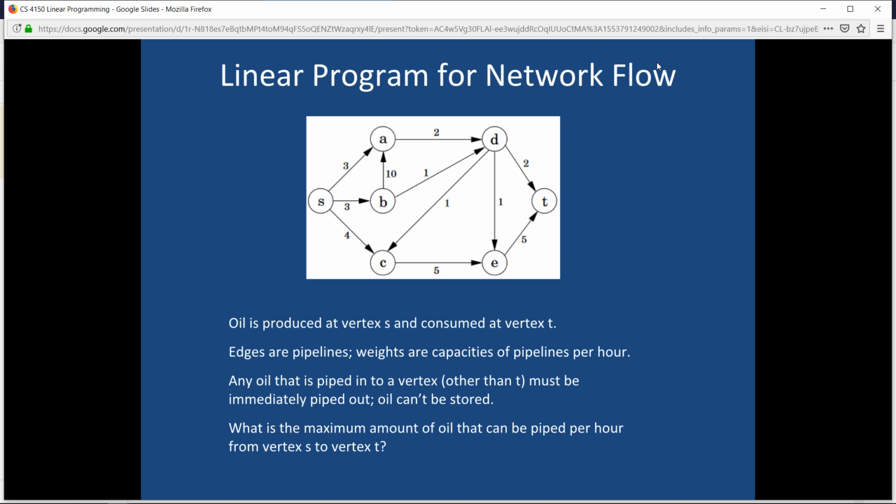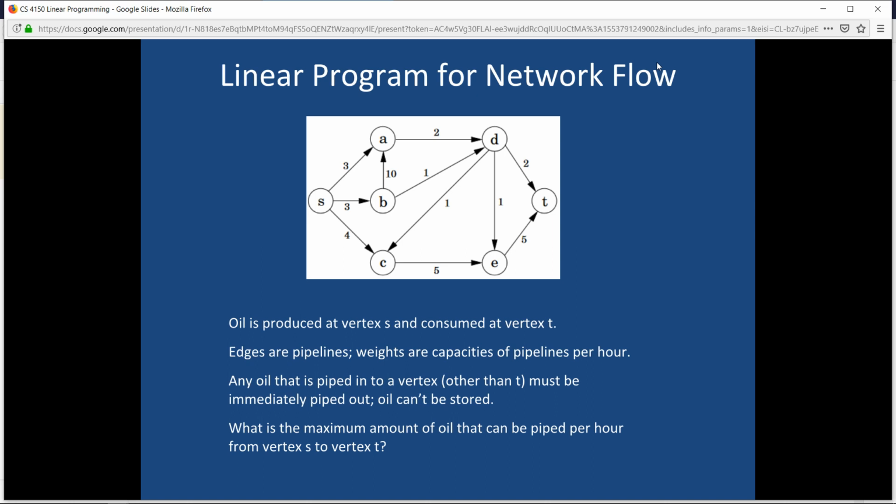But here is a problem that's very different. This is an example of a network flow problem, and there are specialized algorithms for solving these on graphs, but we're going to solve it using a linear program. The idea is we've got pipelines that lead from cities to cities. They're directional. So for example, there's a pipeline from S to A. And we want to pump oil from S to T, as much oil as we can. We want to ship as much oil over the network as we can. But there are constraints. We can only send 4 units per hour from S to C.